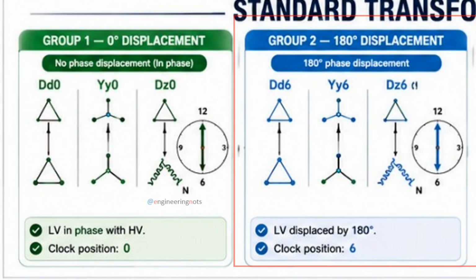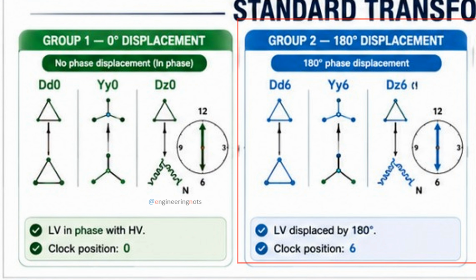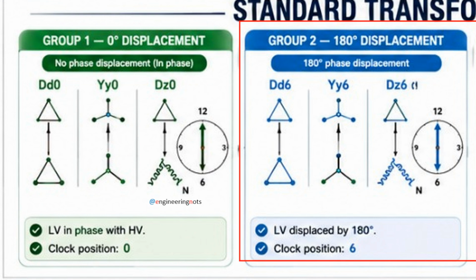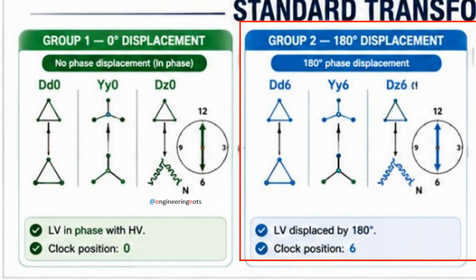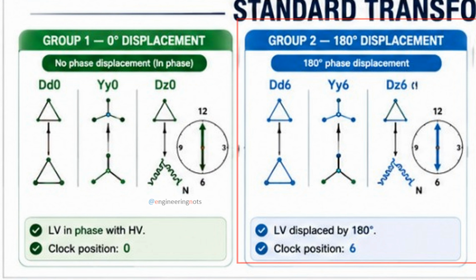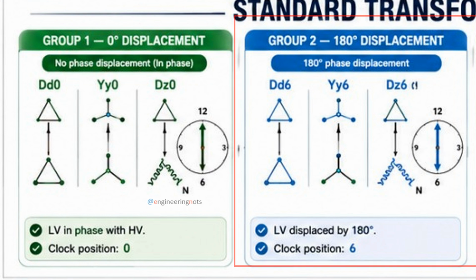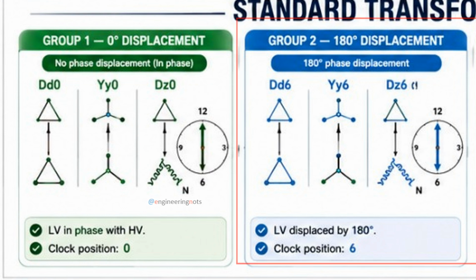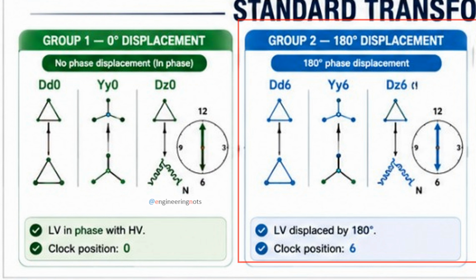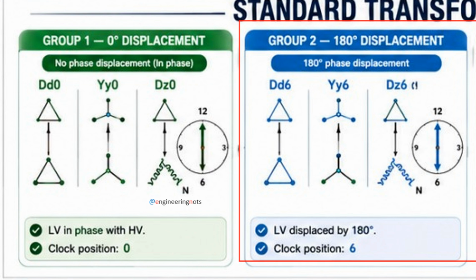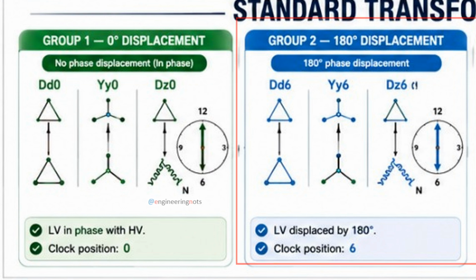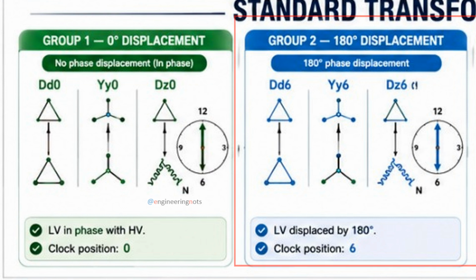Now let's move to group 2. Here, the low voltage side is shifted by 180 degrees. In other words, the two voltage waveforms are completely opposite. When one waveform reaches its positive peak, the other reaches its negative peak. Examples are Dd6, Yy6, and Dz6. On the clock diagram, the LV side points to 6 o'clock. 6 hours multiplied by 30 degrees equals 180 degrees.